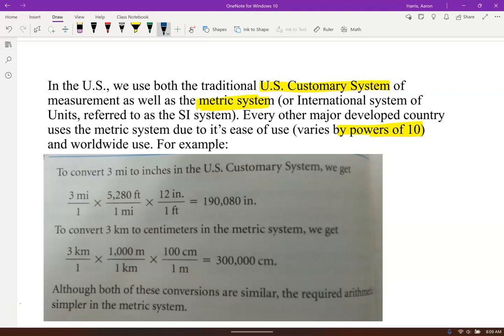So, here's some examples to convert, 3 miles to inches. Of course, we would multiply by 5280 feet per mile. Miles would cancel. And then we cancel our feet, right? There's 12 inches per foot, so our feet would cancel. And we'd end up with 190,080 inches.